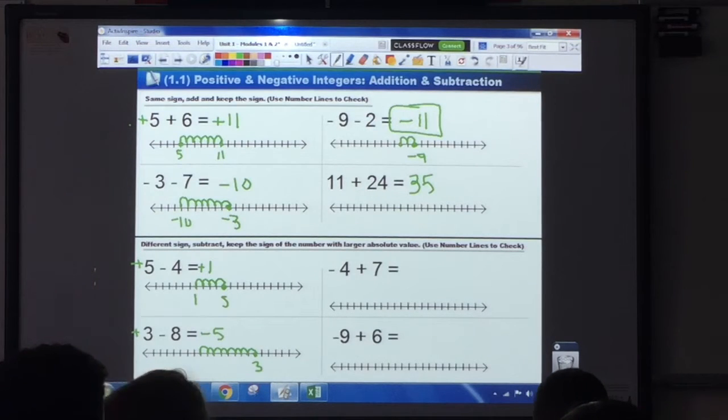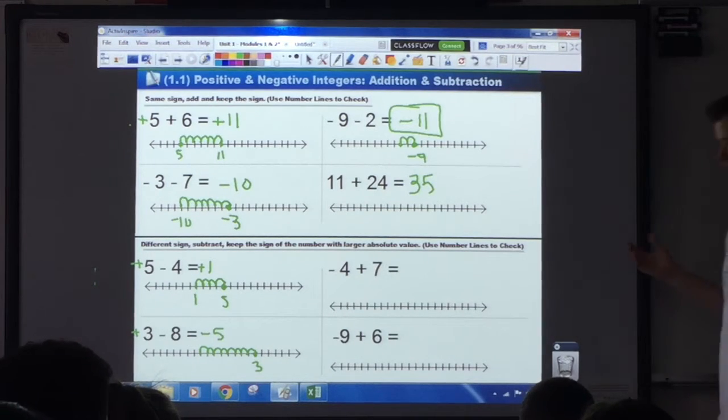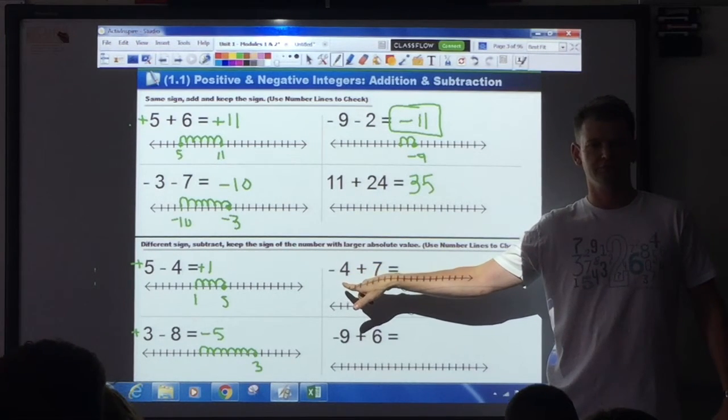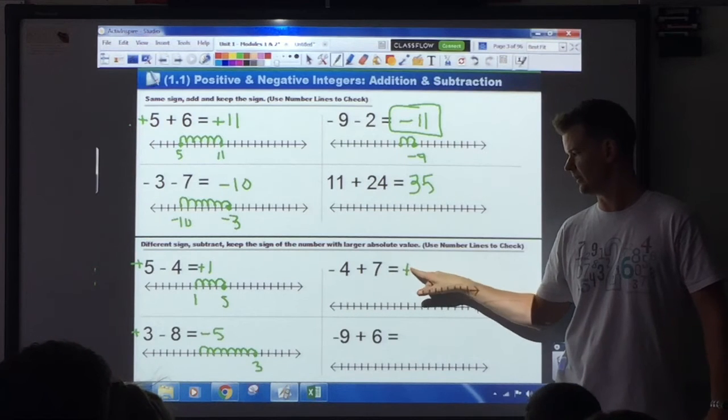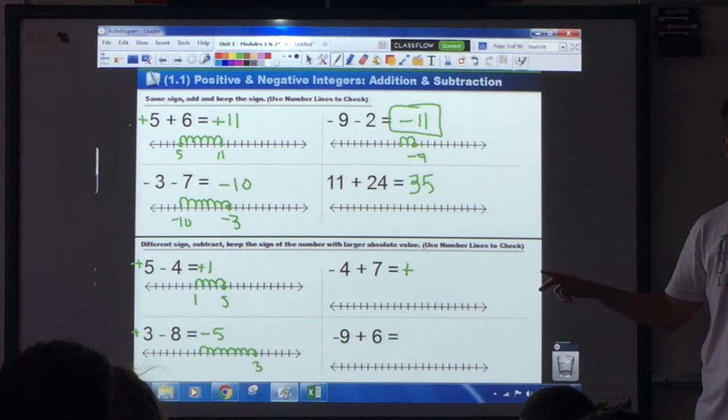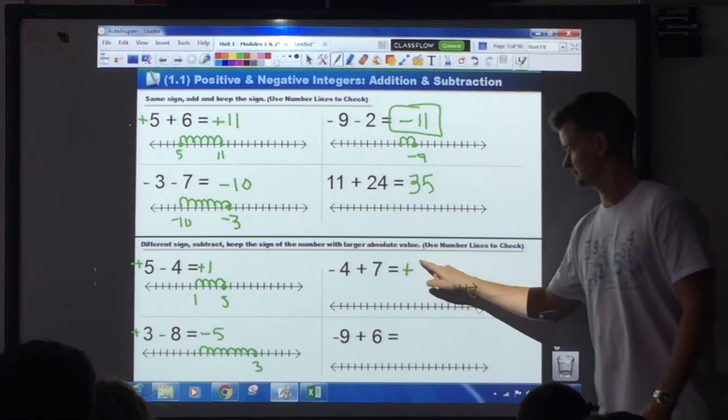Top right, you got -4 plus 7. What do you think that is? It's 3. And we can prove that. We have two numbers here. Which one has the greater absolute value? 7. So I know my answer has to be positive. You can start at -4. You move to the right 7 spots. You end up with 3.